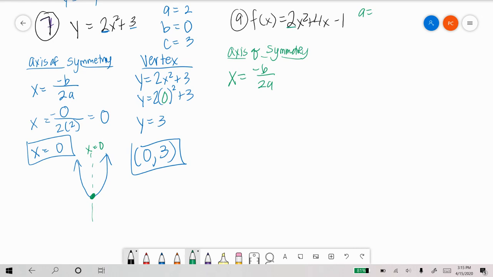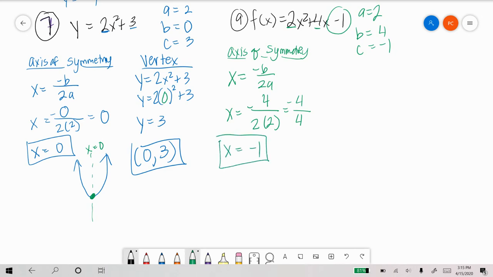a is the coefficient of x squared, which is 2. b is the coefficient of x, which is 4, and c is the constant at the end, which is negative 1. Okay, when we substitute our values in there, negative b is negative 4 over 2 times the a value, which is 2. 2 times 2 is 4, so we have negative 4 over 4, which means the axis of symmetry is at x equals negative 1.